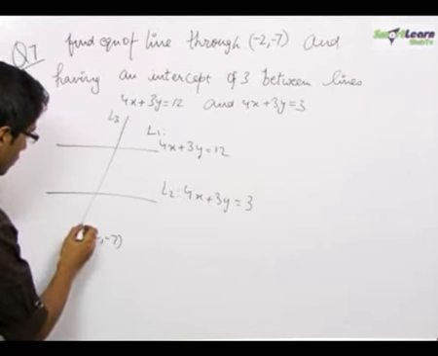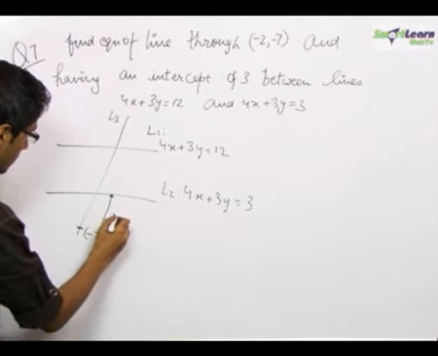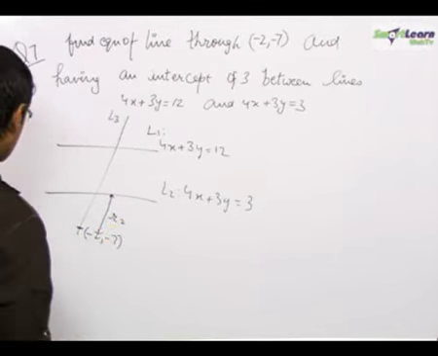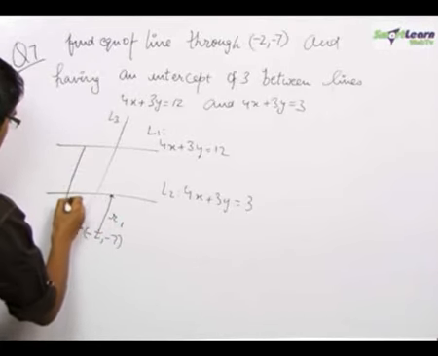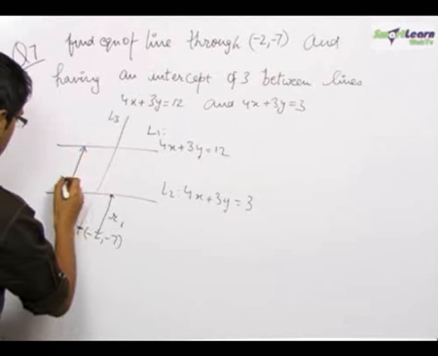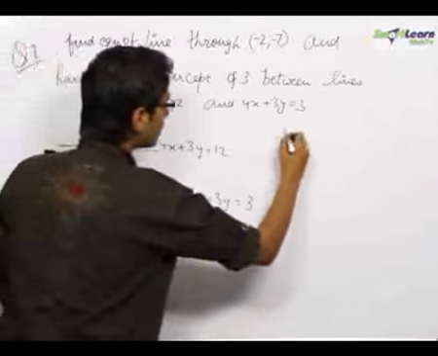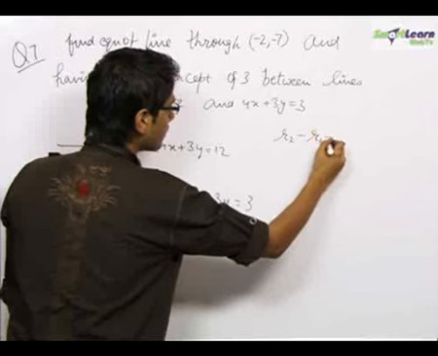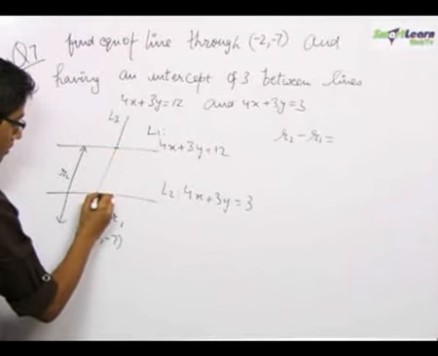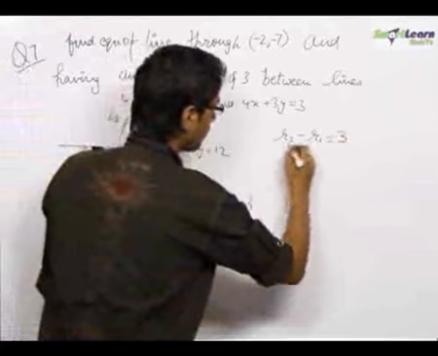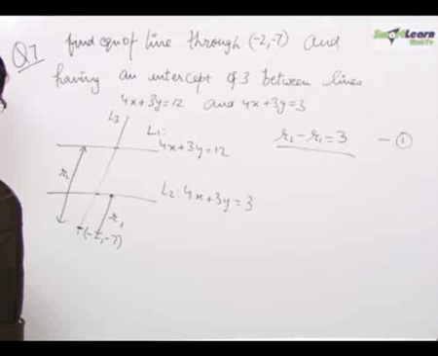Now let us say the distance of this point to this line is R1, and let us say this distance is R2. So we know that R2 minus R1 is equal to the intercept between the two lines, which is equal to 3. This is our first equation.